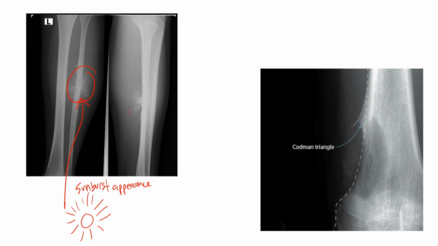And then here's another case of it as well right here, the sunburst appearance. Just another way you could see it at a different angle. I think this is from the lateral view over here, and this is the AP view. Okay, and then we have what's called the Codman's triangle.